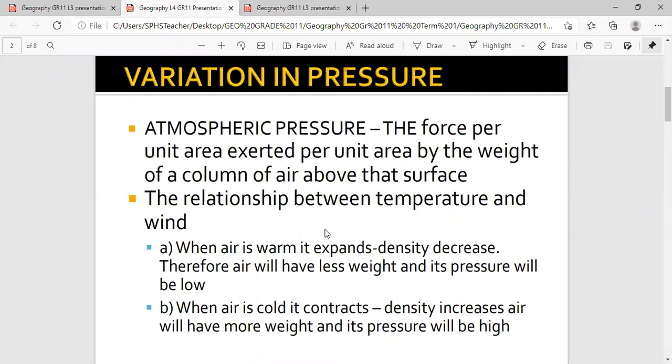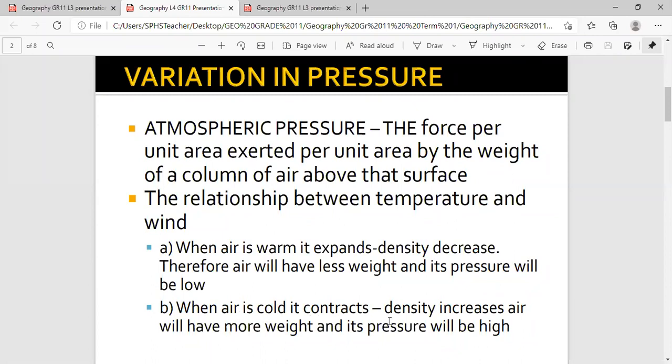Right, A, when air is warm, it expands, density decreases. Therefore, air will have less weight and its pressure will be low. Again, you've seen that if the air is warm, it will rise. A good example is boiling water in a kettle. When you boil the water, and then we have evaporation taking place, that means that the steam coming from the water that you boiled is warm, hence it will rise. Right?